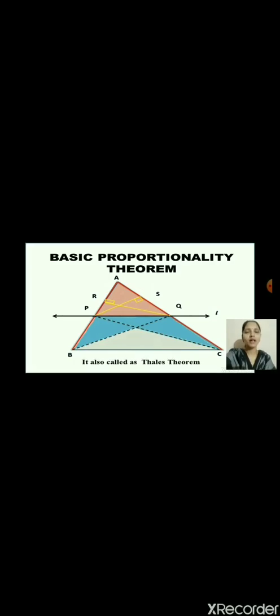It is also called the Thales theorem. The statement of this theorem says that if a line parallel to a side of a triangle intersects the remaining sides in two distinct points, then the line divides the sides in the same proportion. That means if you draw a line parallel to any side of the triangle and it divides the other two sides in two distinct points, then we can say that this line divides the other two sides in the same proportion. This theorem is very simple and it is very important as well.